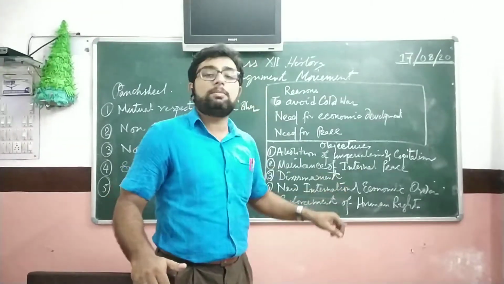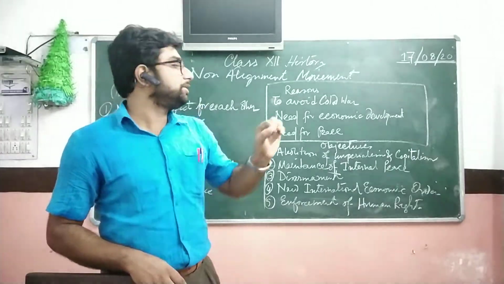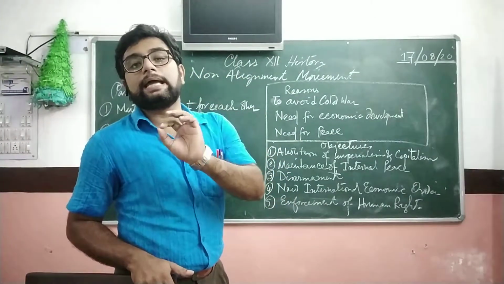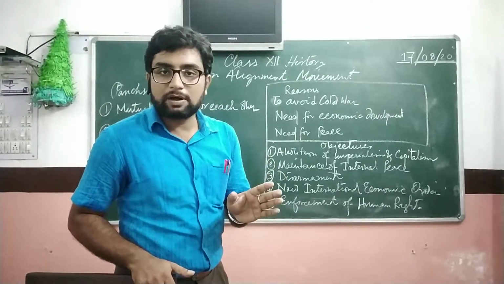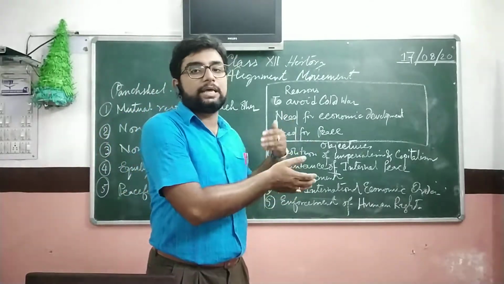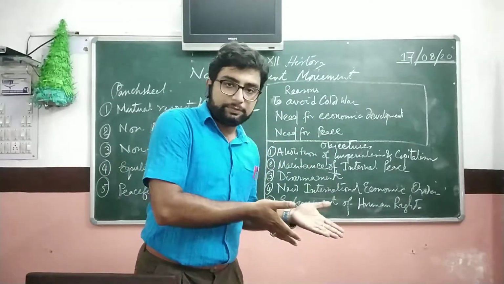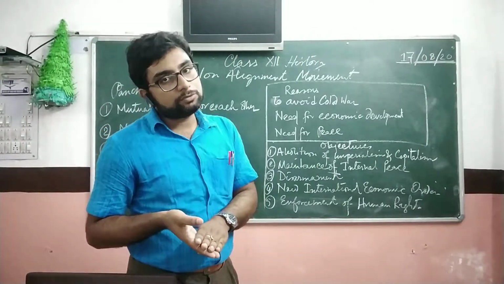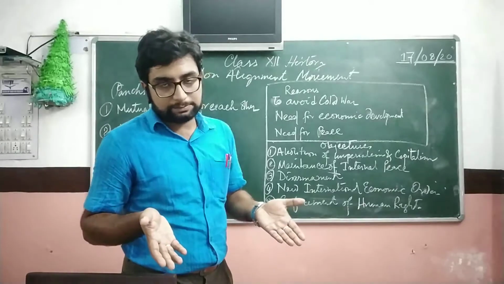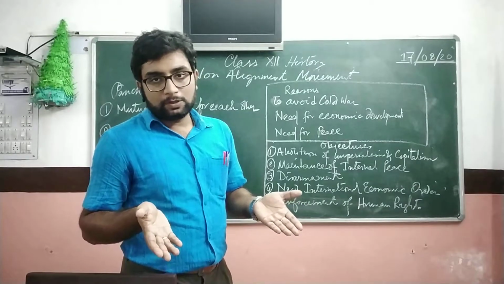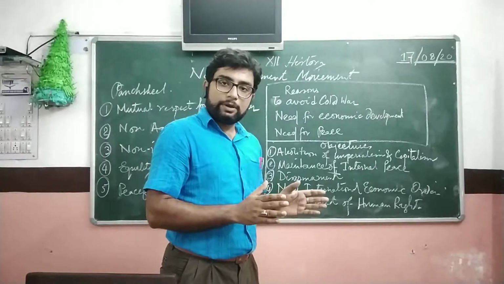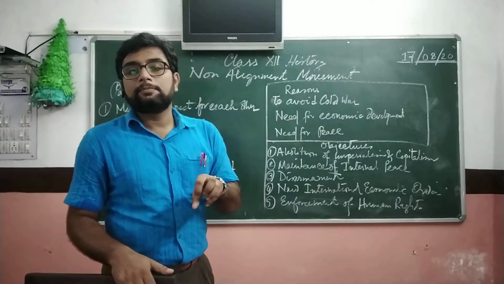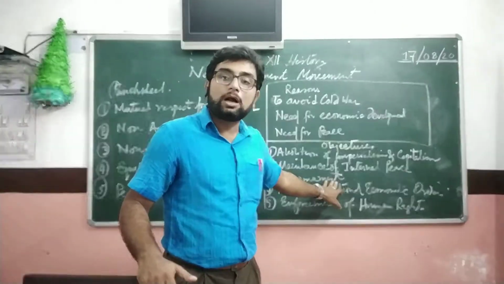Number 3, disarmament. It was a strict message of the UN that you should not make any more arms, especially the big countries like USA, France, Britain, Russia, because the fatality of nuclear war had already been experienced by the world. So, by supporting and going with the UN, these member countries of NAM went for disarmament.